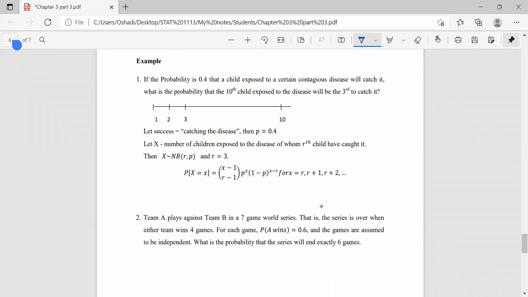Right? Suppose the contagious disease is coronavirus, right? So if we have been exposed to someone or if we have close contact with a person having coronavirus, then we can't say that we got the disease.